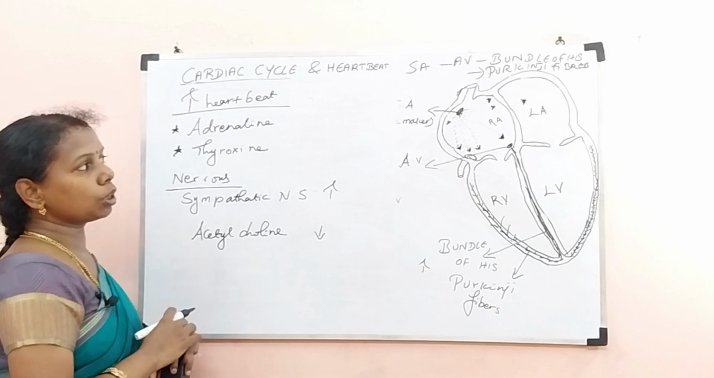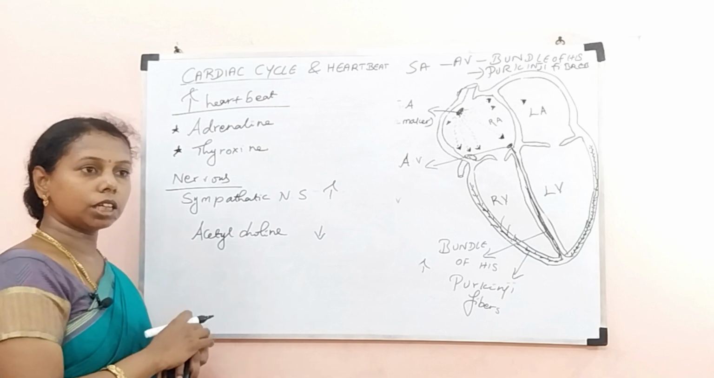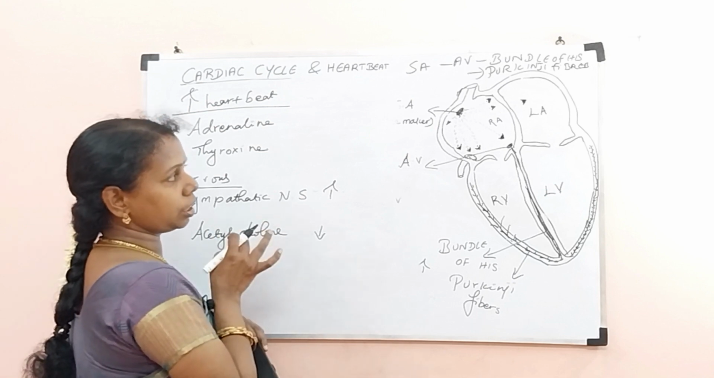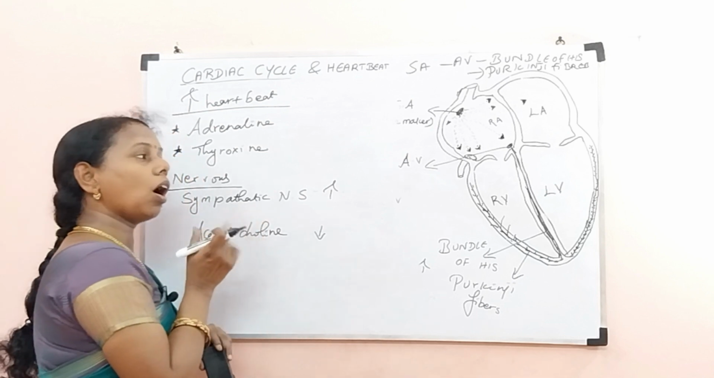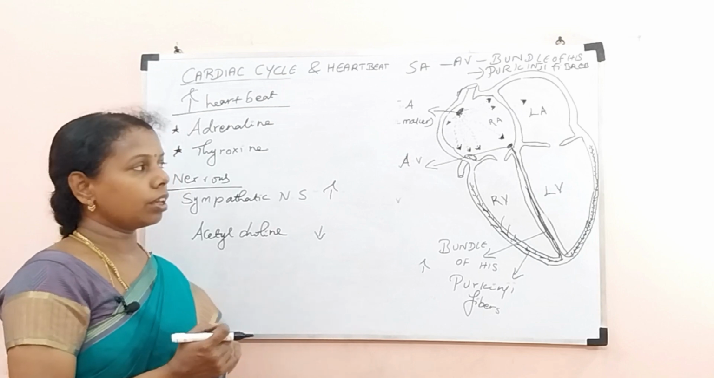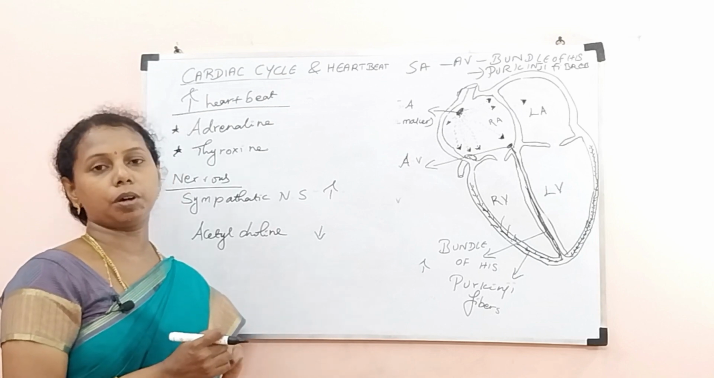Okay, let me ask you a question now. You know, the vagus nerve is the longest nerve. If we cut the vagus nerve, what will happen to the heartbeat rate? Will it increase or decrease? Can you post your answers in the comment box, children?